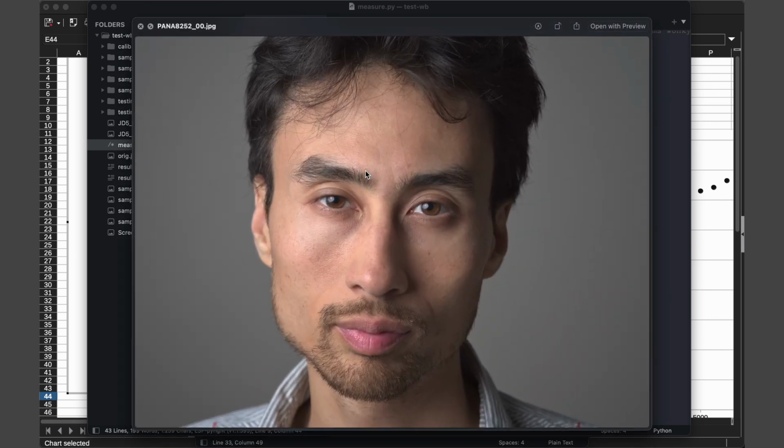You can see now, here's the result. Okay, so this is 0. Now this image corresponds to an increase of 200 kelvins. And as I keep increasing 200 kelvins, you can see that the white balance correction is pretty good. But notice that in the cheek area here, the skin is getting a little bit of a cyan tone.